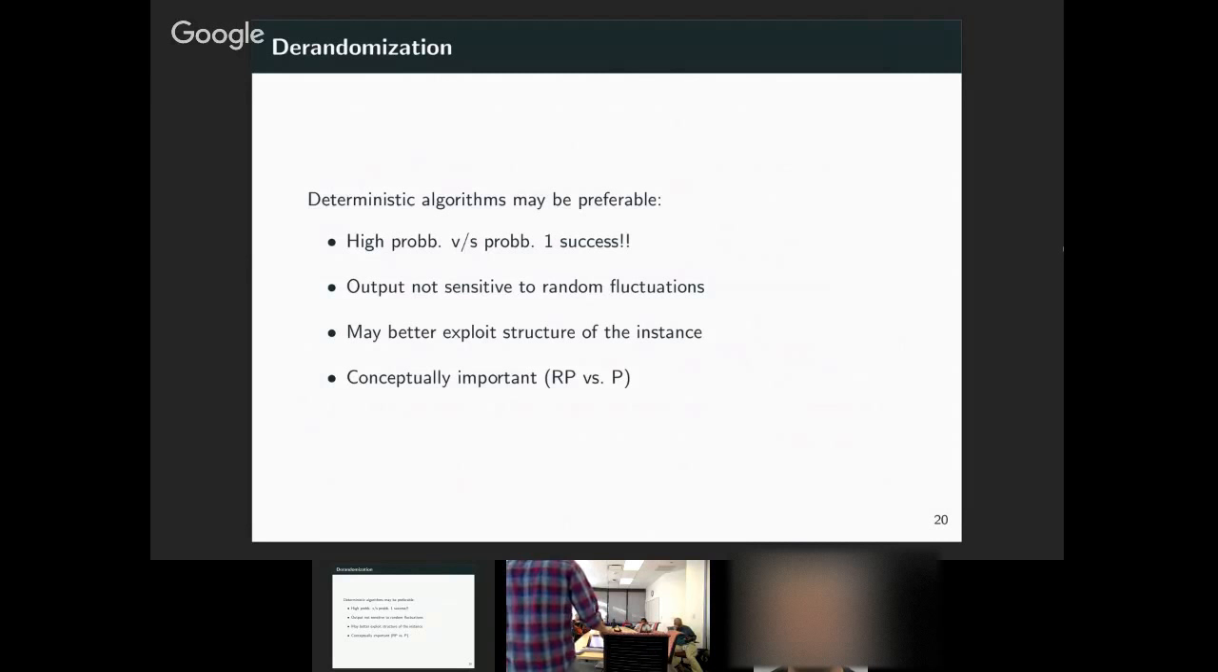There's this hope, and I don't have any theorem for this, but I would like to see whether, for instance, these deterministic constructions do a better job exploiting the structure of the input, as opposed to distributional JL, which is completely oblivious to the input. And of course, there are also conceptual reasons to think about what can be achieved with randomized versus deterministic algorithms.